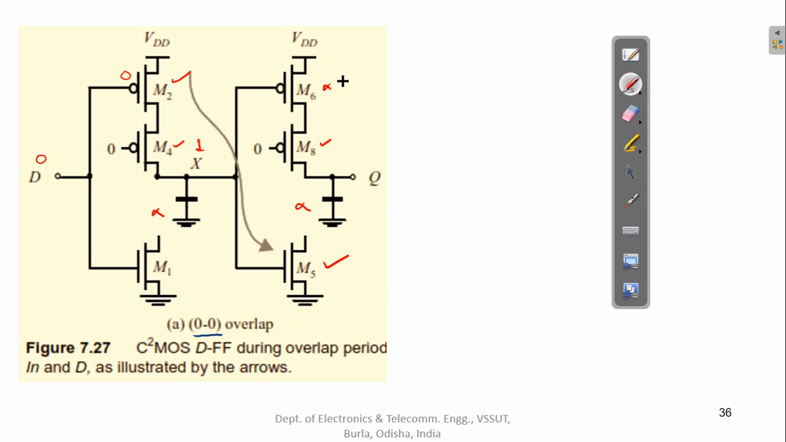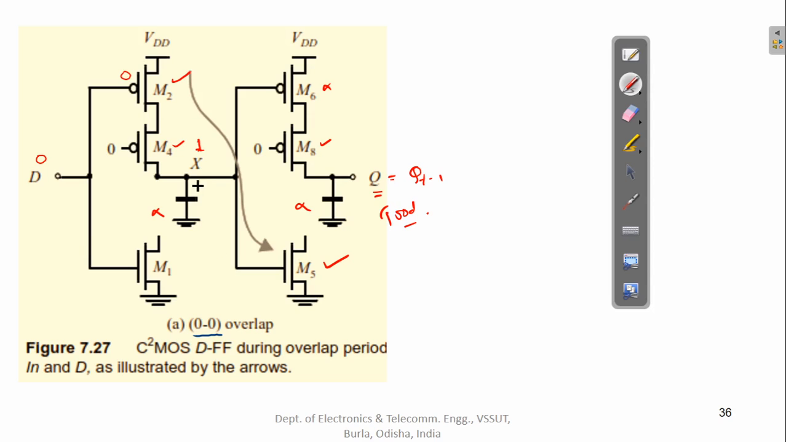So this path is not available, this path is disconnected from Q. So we can say that Q is safe. Q will not be connected to ground or to VDD because M6 is off and this branch is already open circuited. So Q will retain its value, Q will be equal to Q(t-1), which is good. Okay, which we wanted actually.